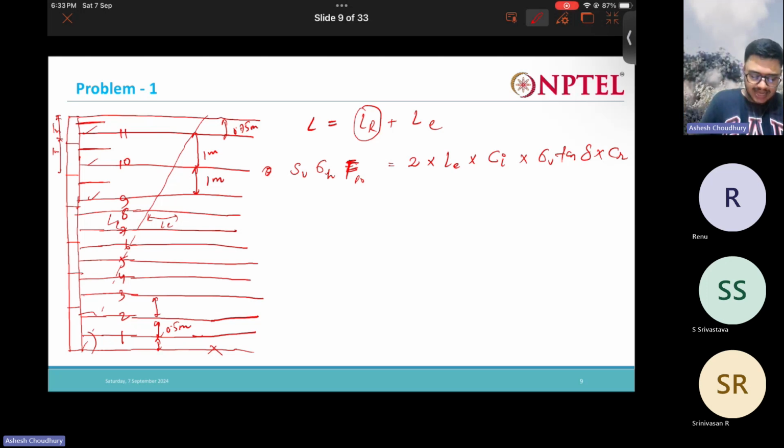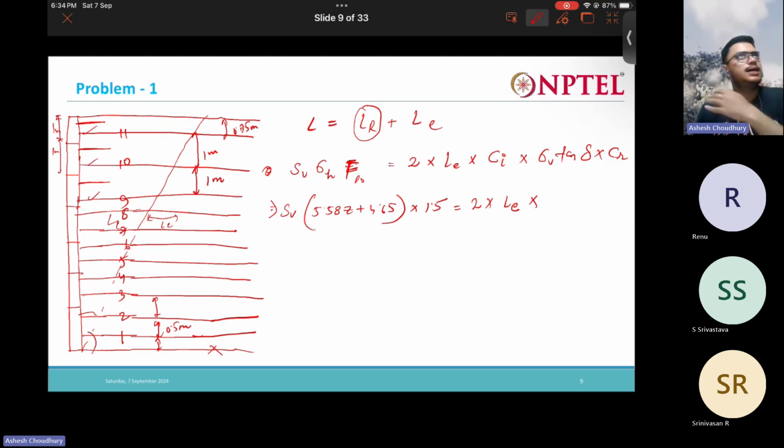So what is the SV? SV is a variable. We put SV. What is sigma h? 5.58 z plus 4.65. Factor of safety we can take 1.5 for this. Then we have 2 times LE times CI. Now CI is the interaction coefficient. If you remember, when we placed a geosynthetic directly, it was twice LE sigma v tan delta, like this we have written.